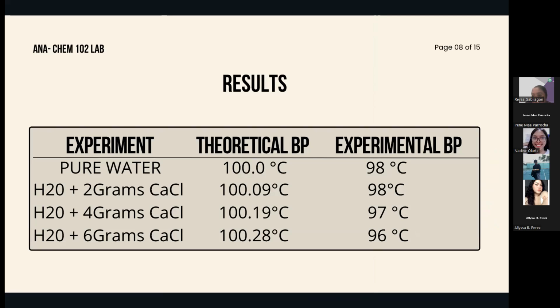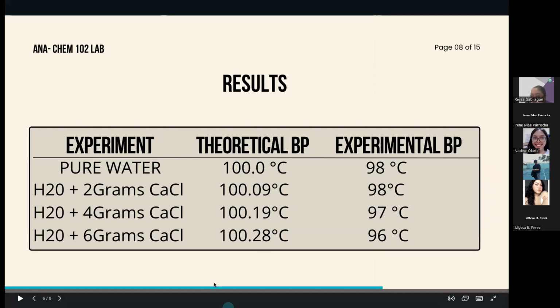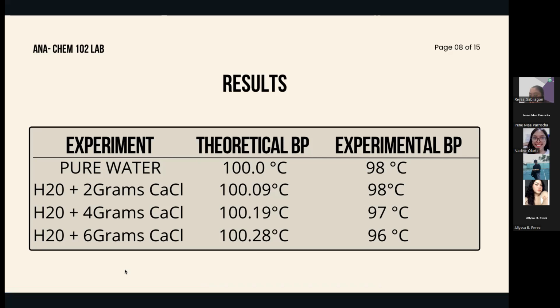For the results, we have the experiment. Experiment A, pure water. Experiment B, water plus 2 grams of calcium chloride. For experiment C, we have water plus 4 grams of calcium chloride. And for experiment D, water plus 6 grams of calcium chloride. And for the theoretical boiling point, we have 100 degrees Celsius.